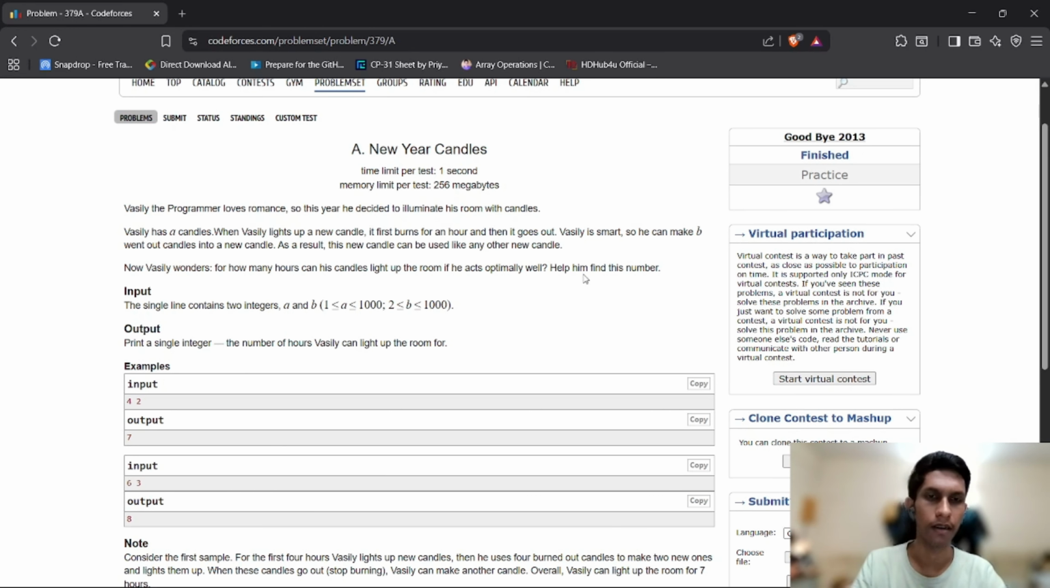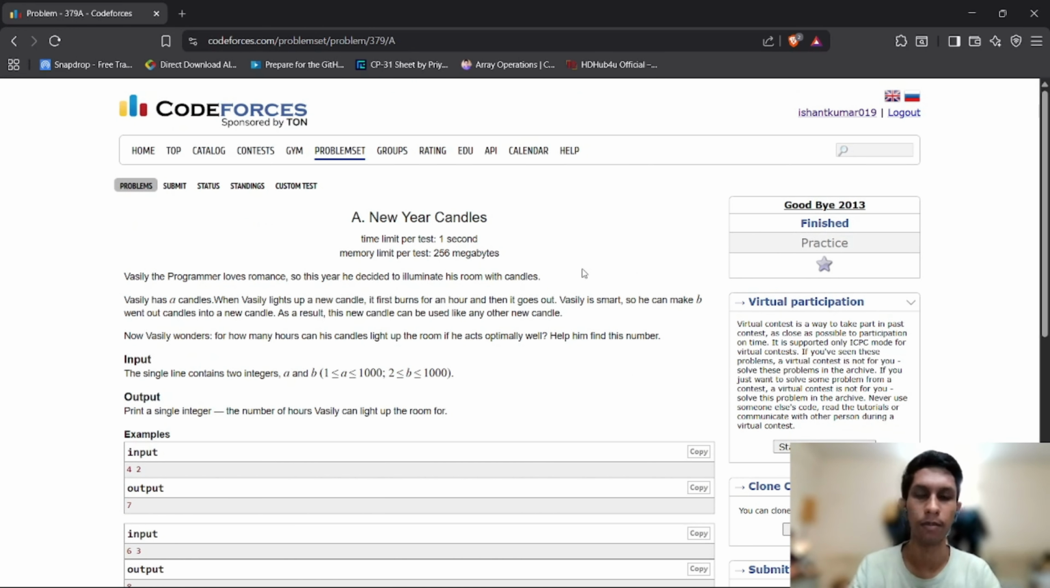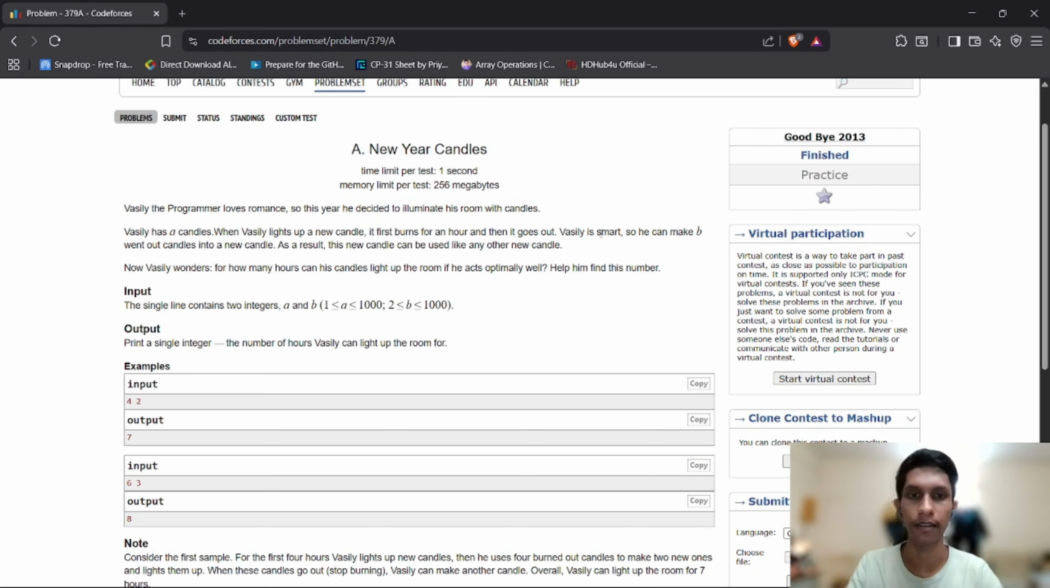So basically, the problem is asking the maximum amount of hours up to which he can use the candles, keep reusing the candles to light up his room. Let's see the constraints given in this problem.